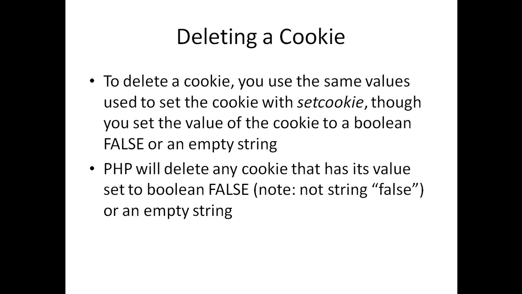To delete a cookie, you set the same values used to set the cookie with setcookie, though you set the value of the cookie to a boolean false or an empty string. Note that it's not a string false. It's a boolean false or an empty string. PHP will delete any cookie that has its value set to boolean false. Oh, I even wrote not string false or an empty string. So that's why.